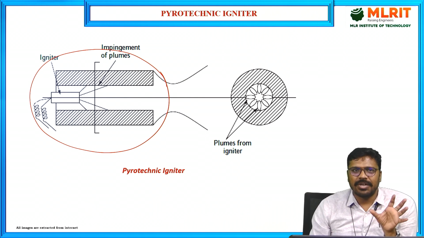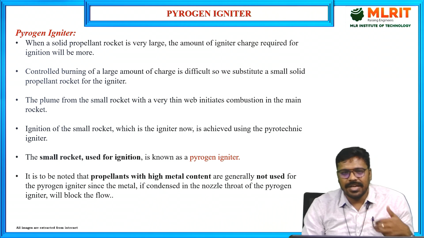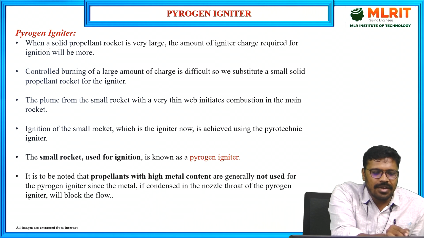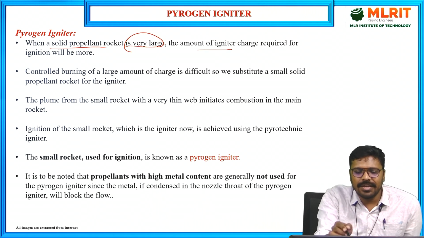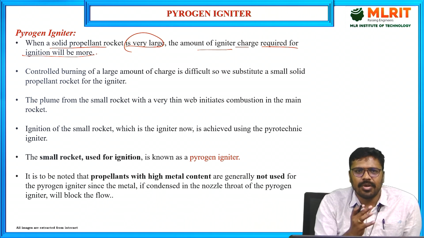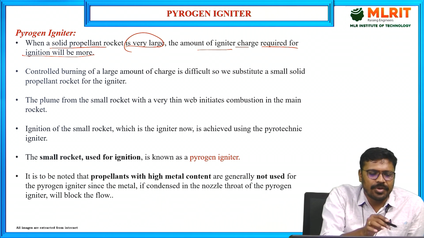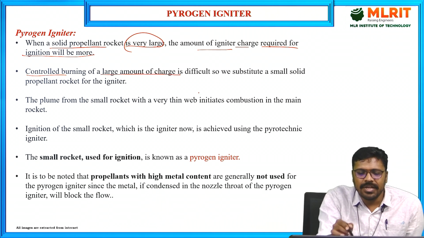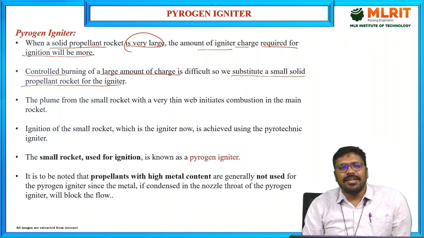So for that, we go for the pyrogen igniter. This is a next level igniter which is used for large rocket motors. When a solid rocket is very large, the amount of igniter charge required for ignition will be more, so more pyrotechnic mixture is required. In that case, controlled burning of a large amount of charge is difficult.